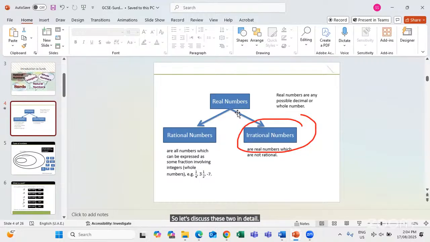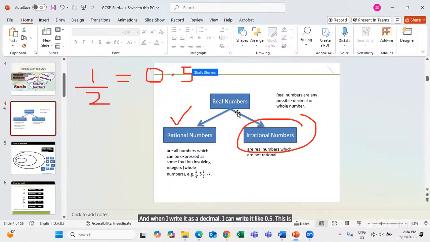So first is rational number. I am going to write here one fraction, which is 1 over 2. And when I write it as a decimal, I can write it like 0.5. This is a very important concept, rational numbers and irrational numbers. So I had 1 over 2, it was 0.5. So this is a terminating decimal number.